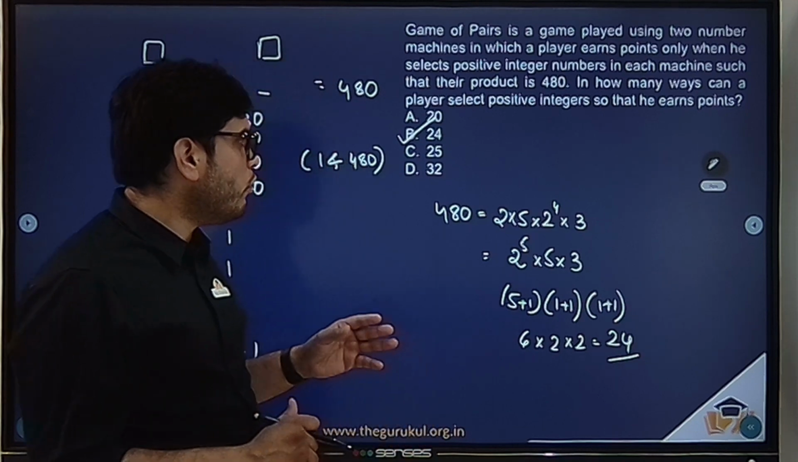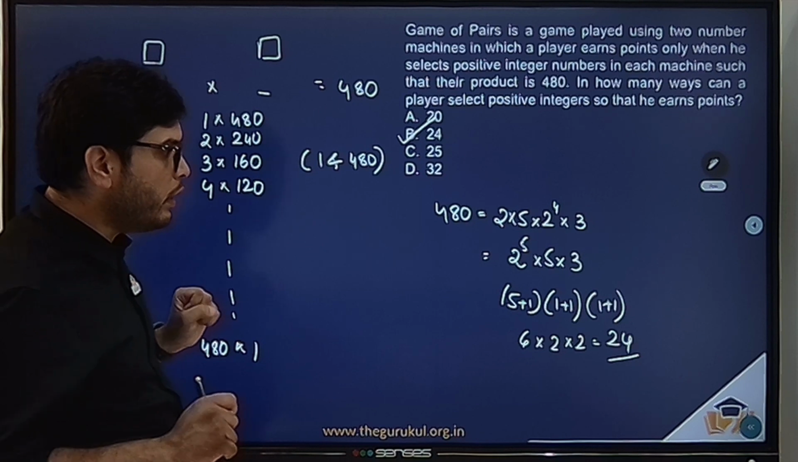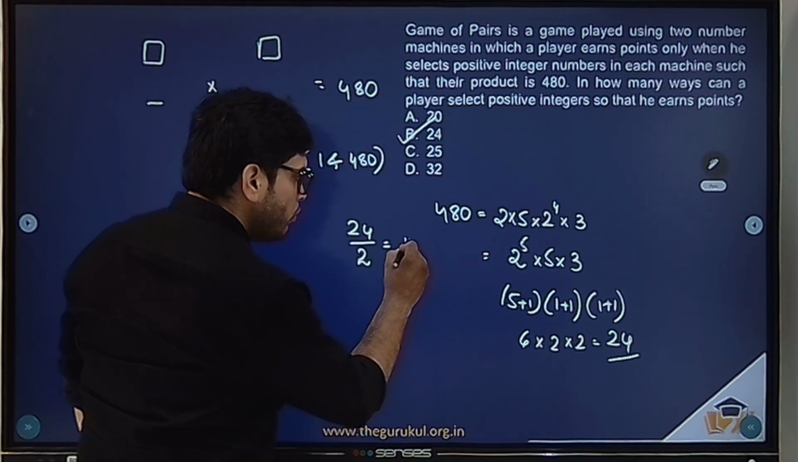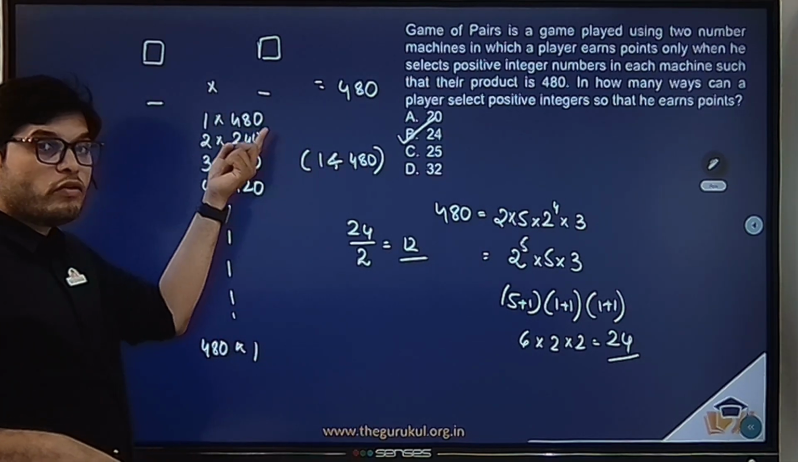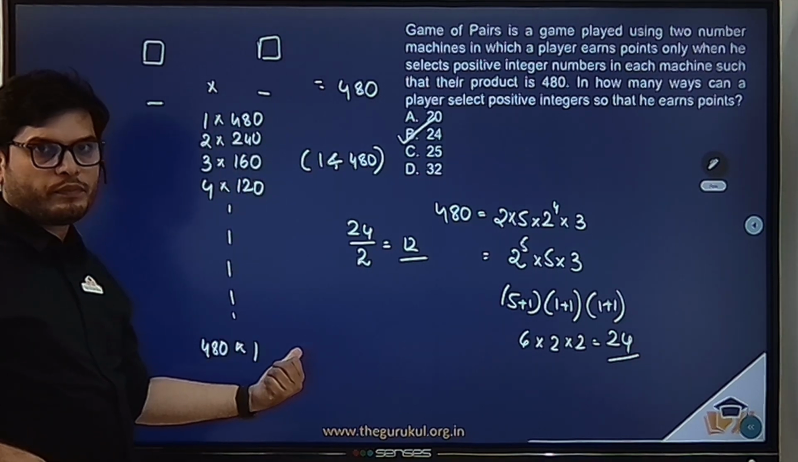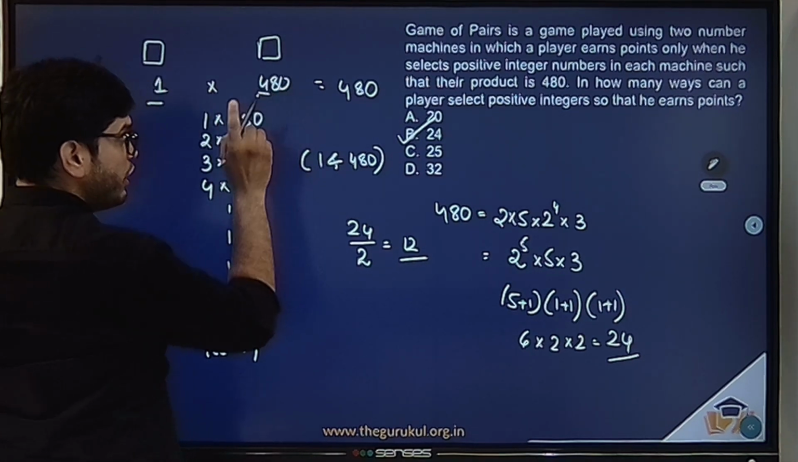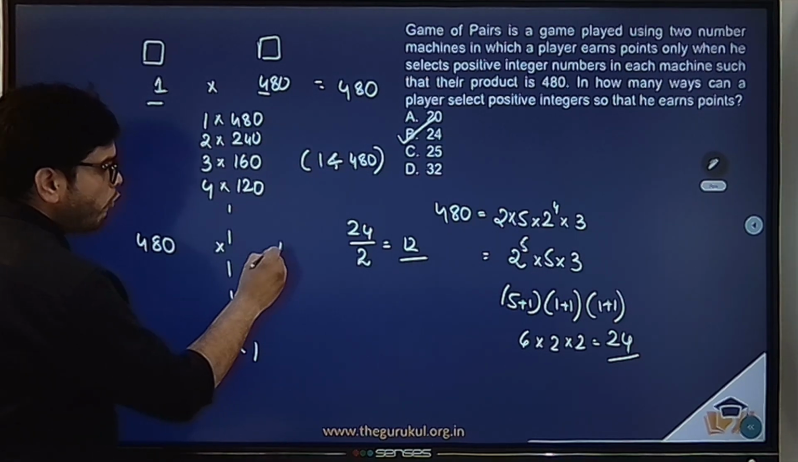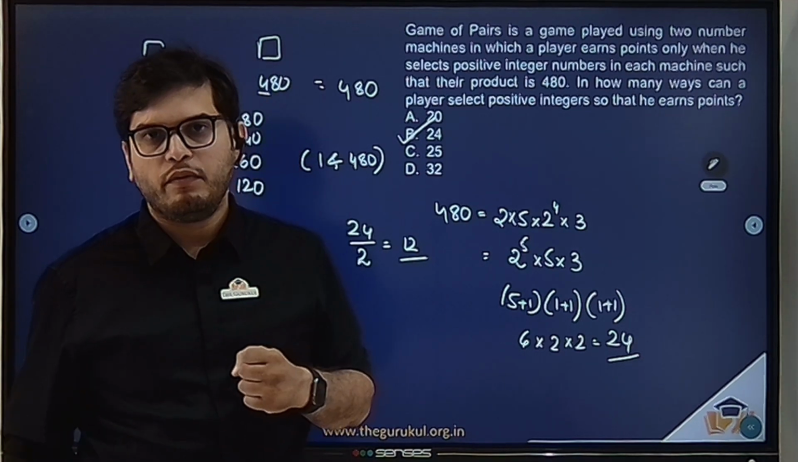Now, if you are asked to find in how many ways can you write 480 as a product of two numbers, then the answer would be the number of factors divided by 2, so you'll be only having 12 ways. But here the order is also important. So 1 into 480 is different from 480 into 1. Getting number 1 from machine 1 and 480 from machine 2 is different from getting 480 from machine 1 and 1 from machine 2. That's the reason you have 24 possibilities.